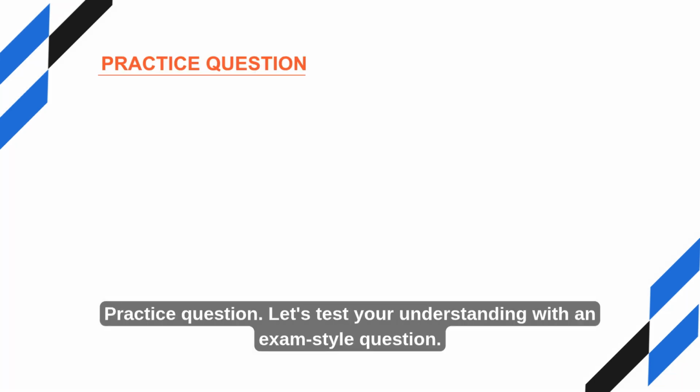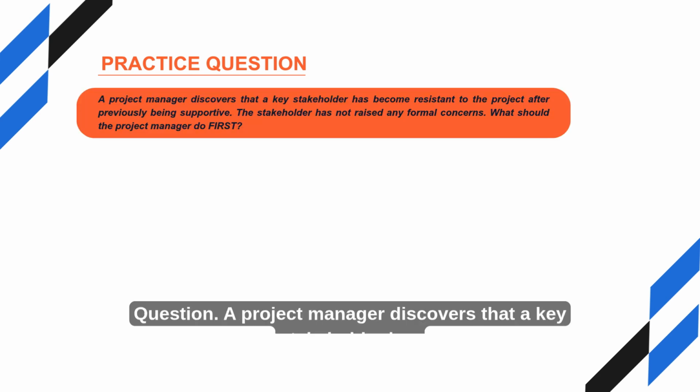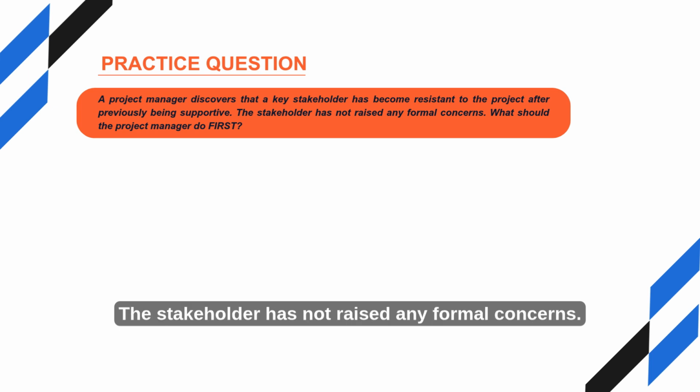Practice question. Let's test your understanding with an exam-style question. A project manager discovers that a key stakeholder has become resistant to the project after previously being supportive. The stakeholder has not raised any formal concerns. What should the project manager do first?